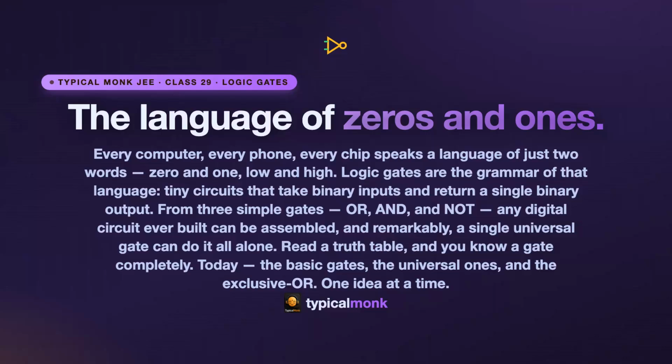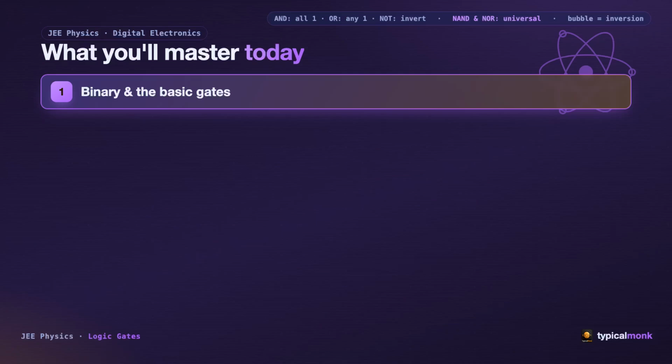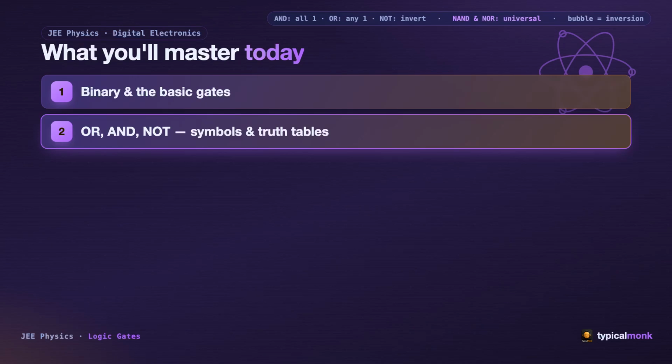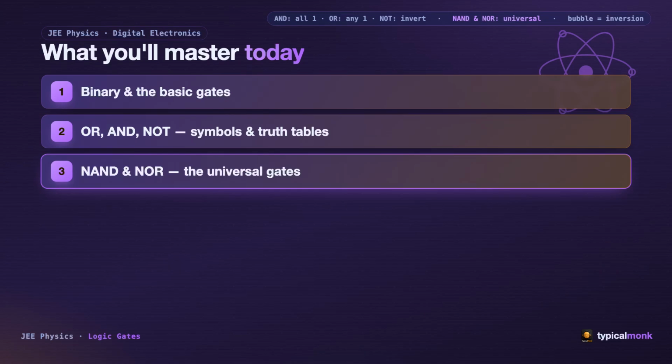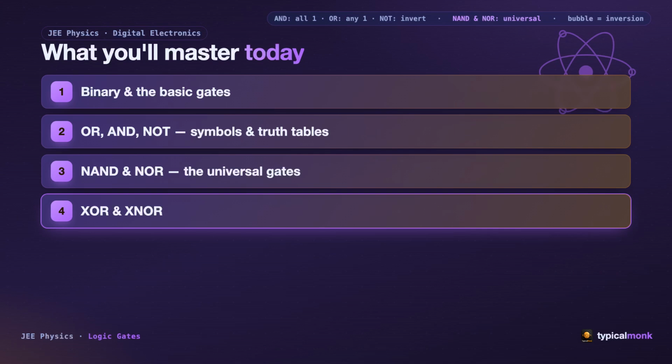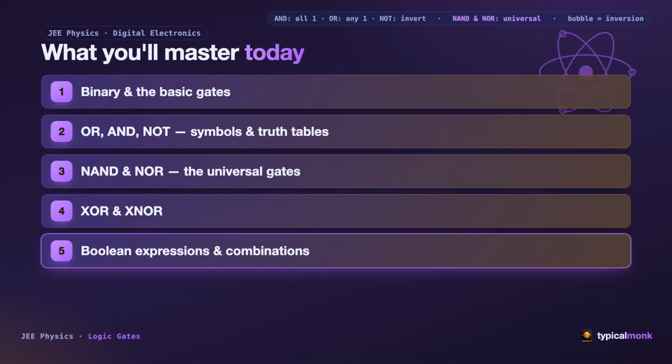Read a truth table and you know a gate completely. Today, the basic gates, the universal ones, and the exclusive OR, one idea at a time. Here is what you will master today. First, binary and the basic gates. Second, OR, AND, NOT, their symbols and truth tables. Third, NAND and NOR, the universal gates. Fourth, XOR and XNOR. And fifth, Boolean expressions and combinations. One idea at a time.